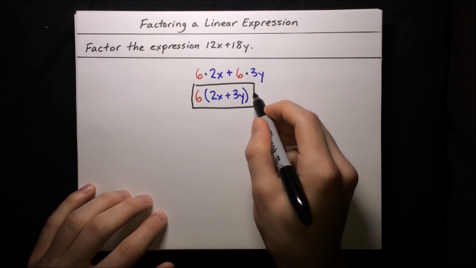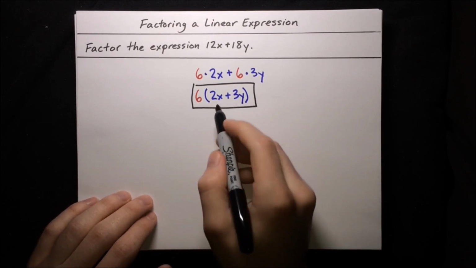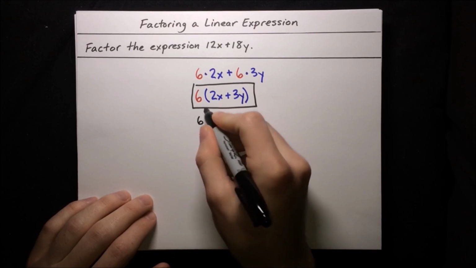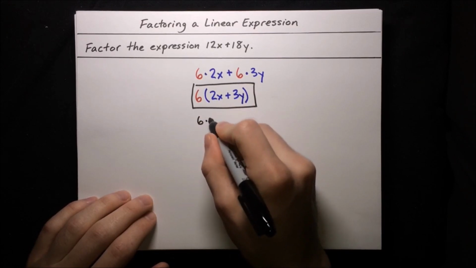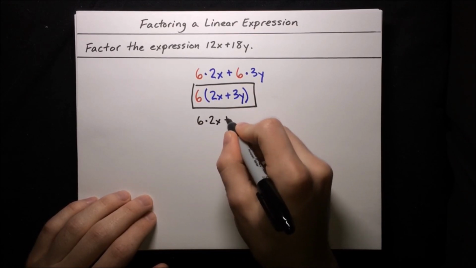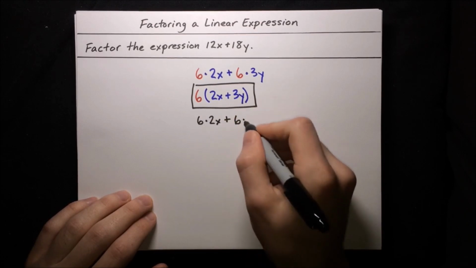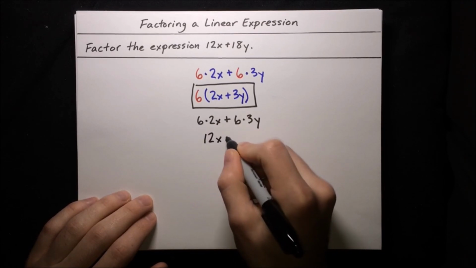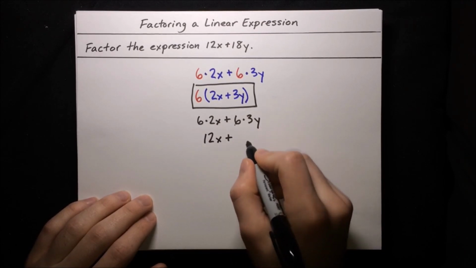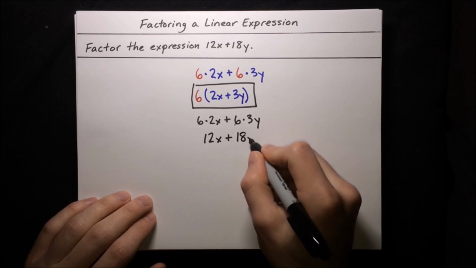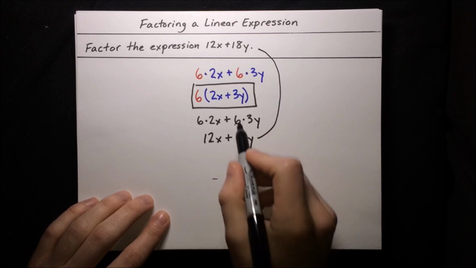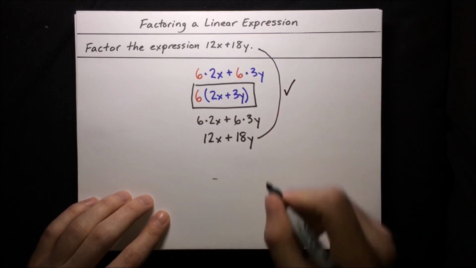Again, we can check this result just by expanding it out. It should match up with the original expression. So if we do 6, distribute it to the first term here, 6 times 2x, and then plus 6 times the next term, 3y, then that should match up. Let's go ahead and multiply it out. 6 times 2 is 12, so 12x, plus 6 times 3 is 18, so plus 18y, and hey, yeah, that matches up with what we had before, 12x plus 18y. Perfect.